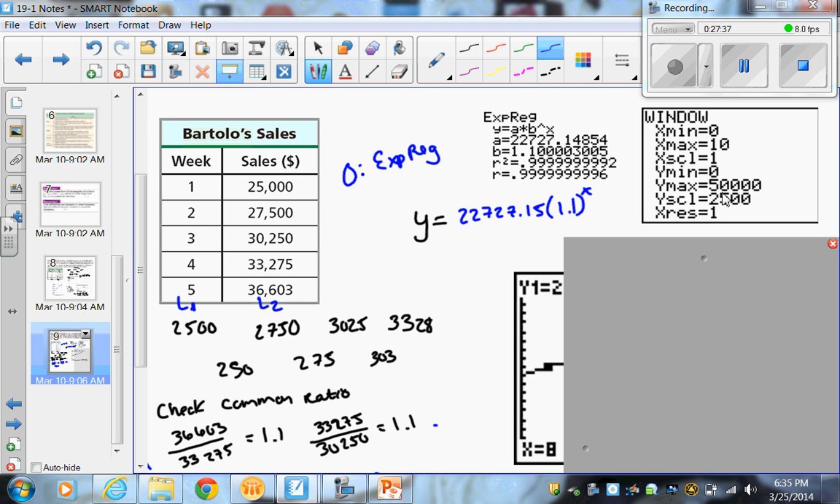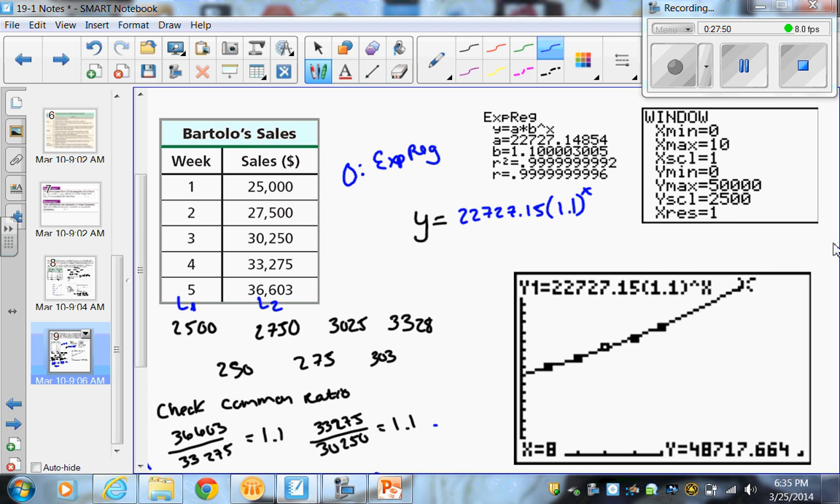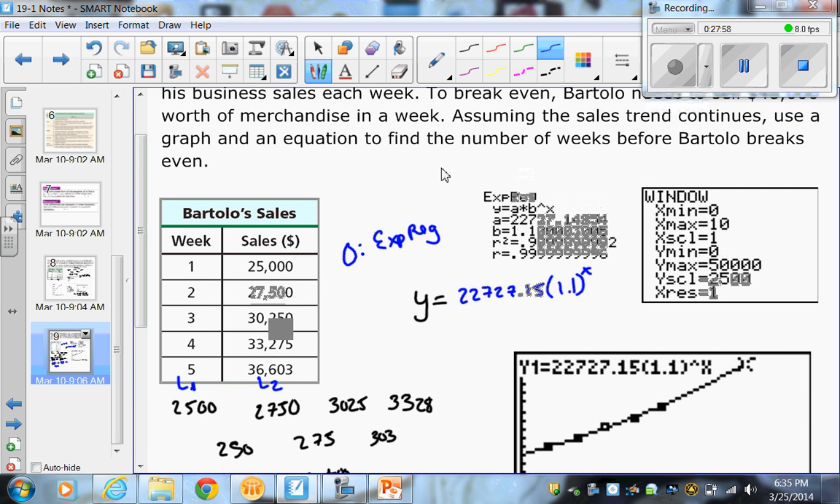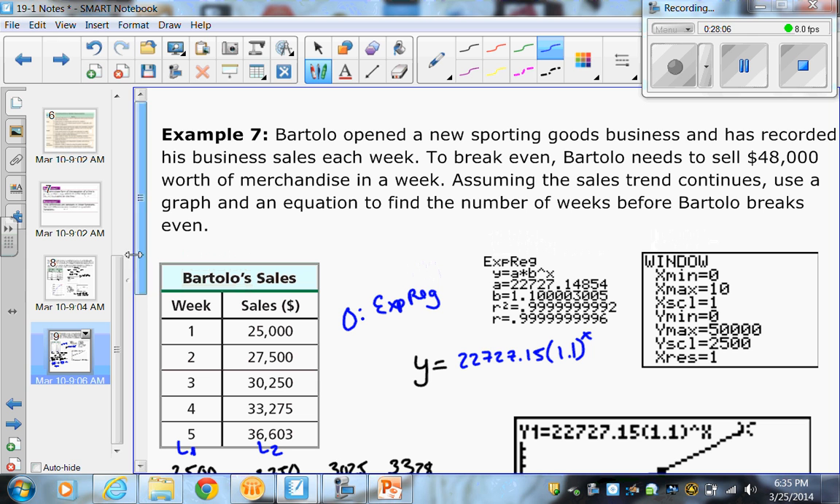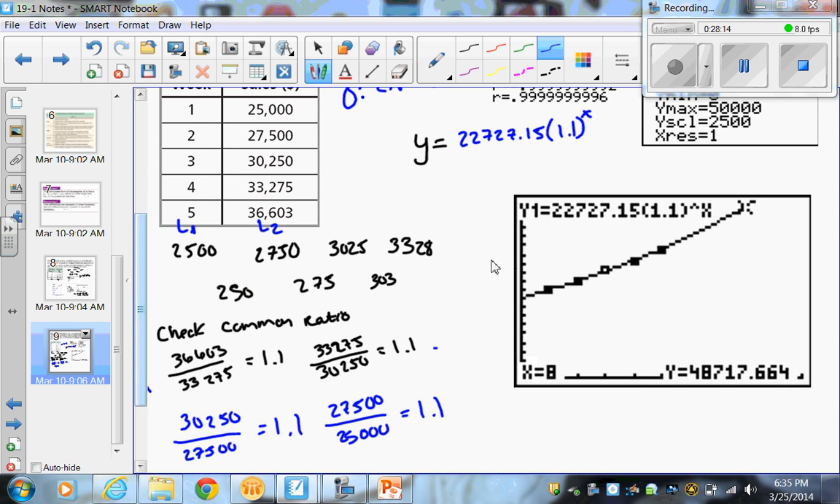Go ahead and change your window to what you see here so that you can see the graph. However, you may not need to change your window if you're hitting that zoom stat. Zoom stat should automatically move your window where you need it. And your graph should look something like this. Now, the question says, use the graph and an equation to find the number of weeks before he breaks even. So, in other words, when is it at 48,000? Because he spent 48,000. So he needs to break even with 48,000.